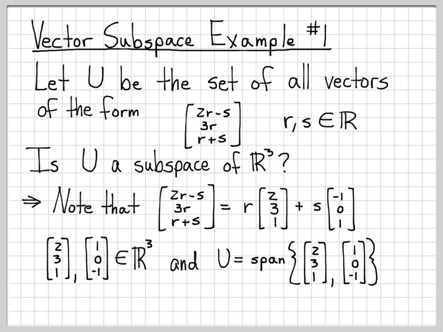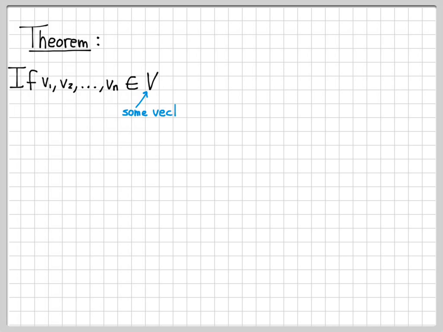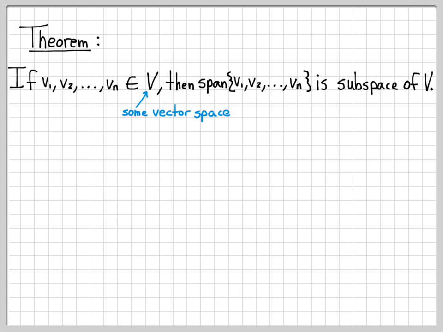So how does this information help us establish that U is a subspace of R3? Well, there's a theorem that helps us do this. There's a theorem that says if you have vectors v1, v2, all the way up to vn, so some set of vectors, and they are in the vector space V, then the span of those vectors is a subspace of V. So given some finite collection of vectors from a vector space, their span is always a subspace of the vector space.